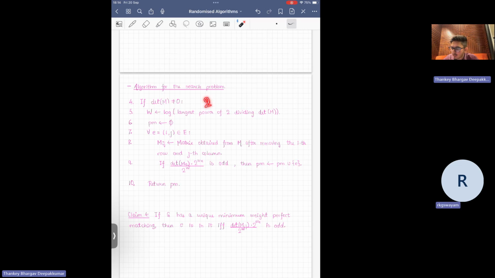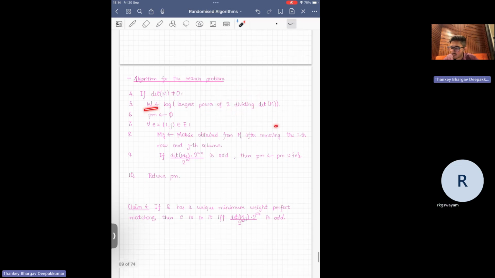So you check that 2 to the I divides determinant of M, but let's say 2 to the I plus 1 does not divide determinant of M, then you know that, okay, I is your W, right? So this is one way to do it.